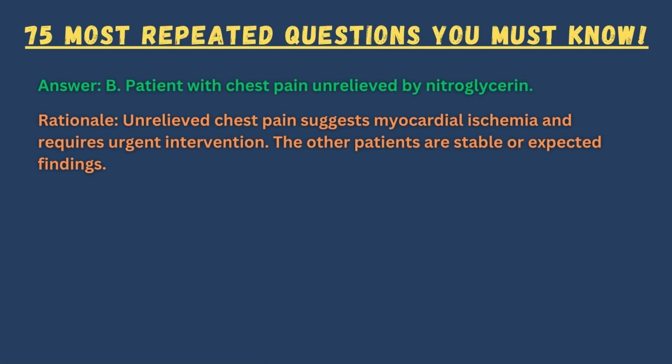Answer. B. Patient with chest pain unrelieved by nitroglycerin. Rationale. Unrelieved chest pain suggests myocardial ischemia and requires urgent intervention. The other patients are stable or expected findings.